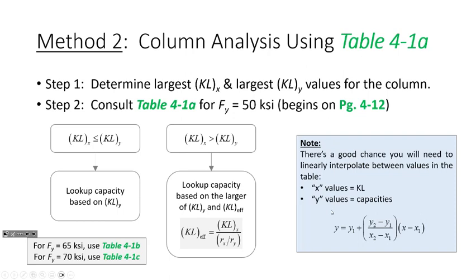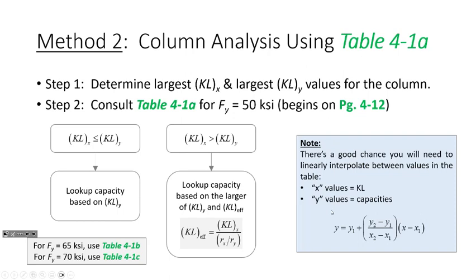Now, if KLY is bigger, I don't care what's going on with the radii of gyration. If KLY is bigger, you know the weak axis governs, so just look up capacity. So if KLY is bigger than KLX, or if KLY equals KLX, then the weak axis governs, just look up the capacity. If KLX is bigger than KLY, we need to compare KLY and KL effective. Compare the two, whichever one's bigger, look at the capacity based on that.